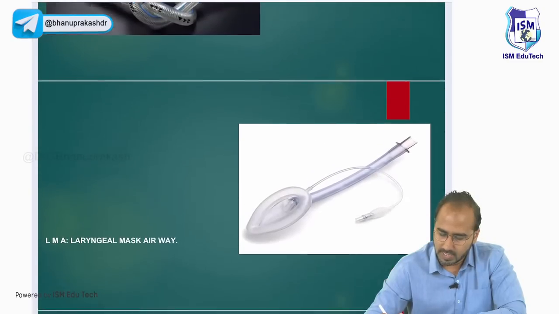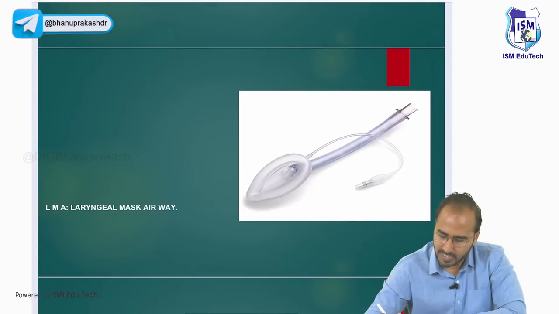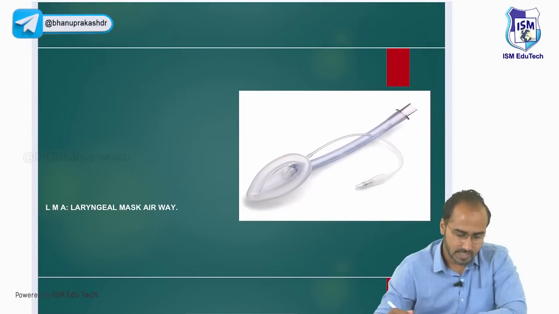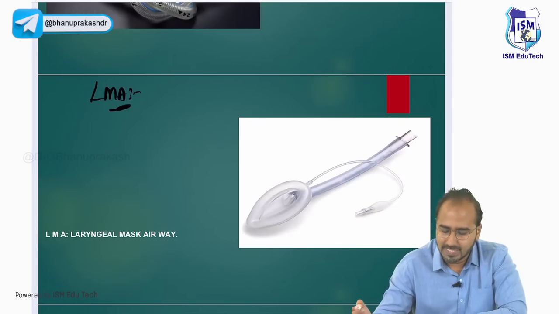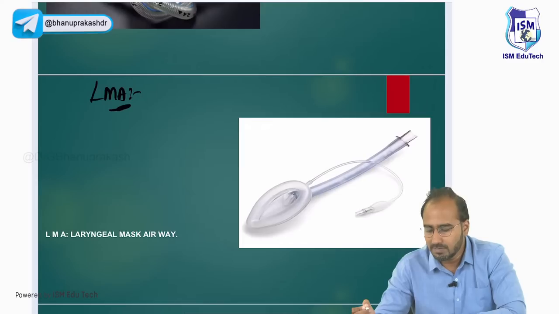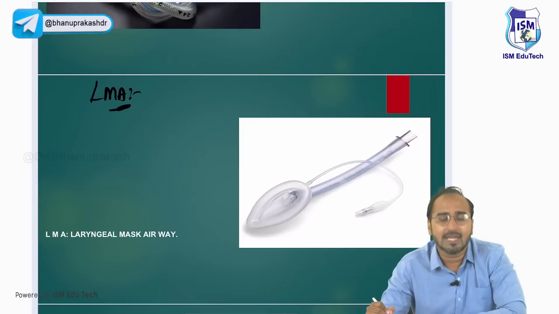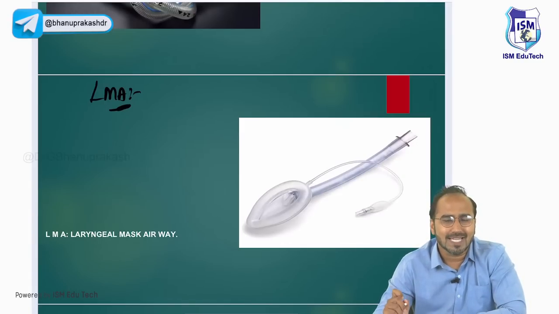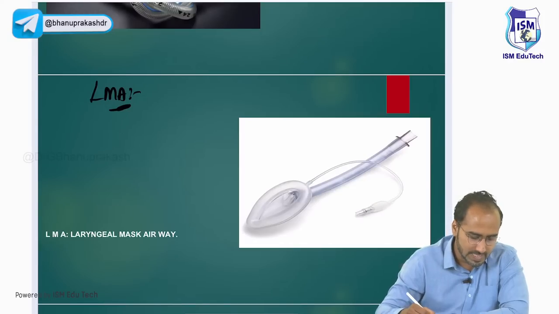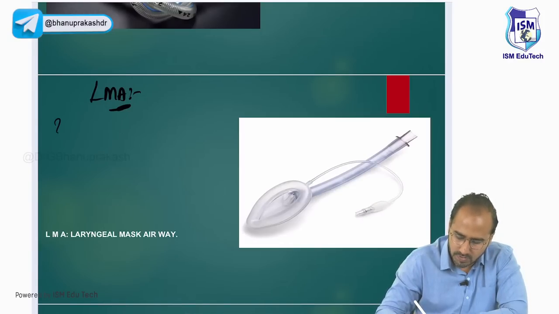Okay. Next is what? This one. What is this structure that is available on your screen? This is called LMA, laryngeal mask airway. Now guys, regarding laryngeal mask airway, the first question that could come is: is LMA a definitive airway? Yes or no?